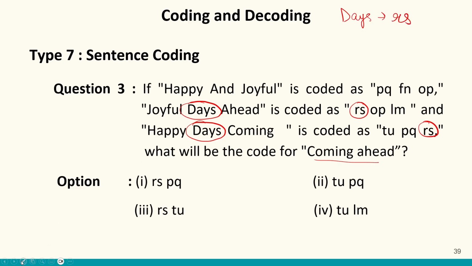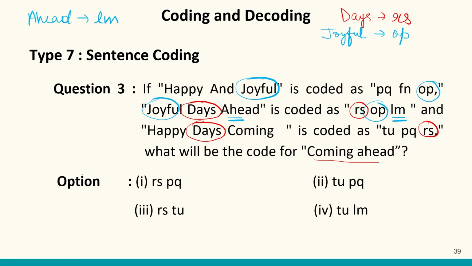Okay, let us move forward. Over here, I can see joyful is being used in this sentence and joyful is being used in this sentence. So the code for this sentence is PQFNOP and for this is RSOPLM. So the only common code is OP. So I can say joyful is coded as OP, right? So the only remaining word is ahead and the only remaining code is LM. So ahead will be coded as LM, right?